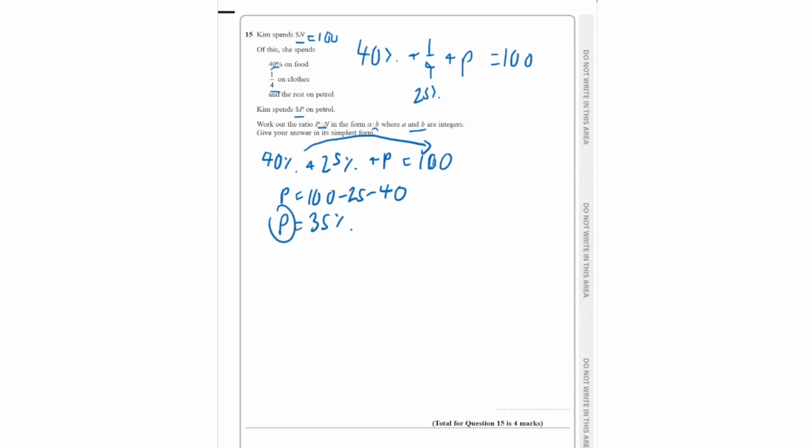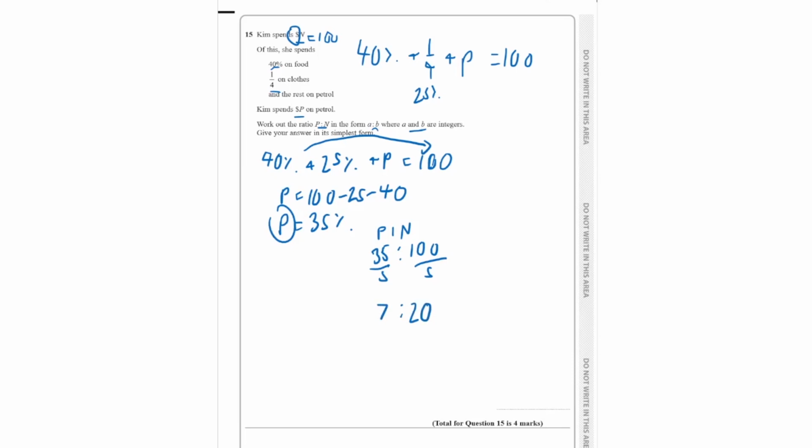Now that we have P, and now that we have N, we can actually write the ratio P to N as 35 to 100. But we can actually simplify this even further. Notice how 35 and 100 are both divisible by 5. We can divide by 5 and divide by 5. 35 divided by 5 is simply 7. And 100 divided by 5 is 20.